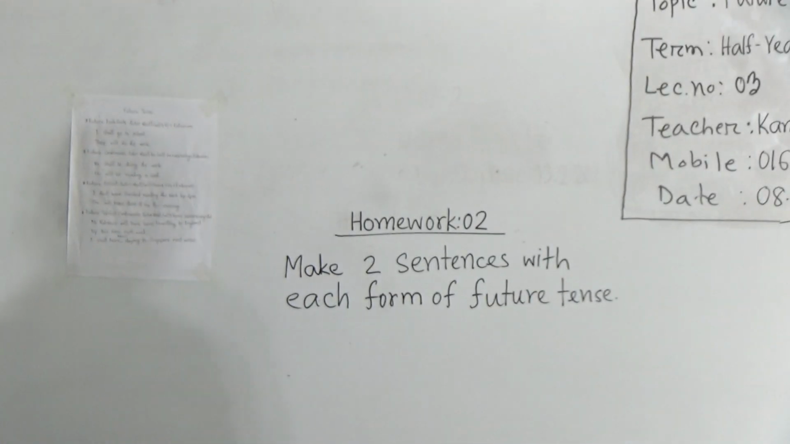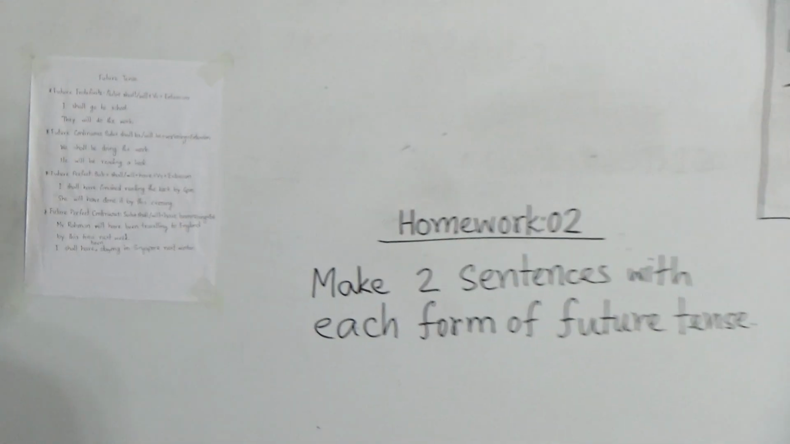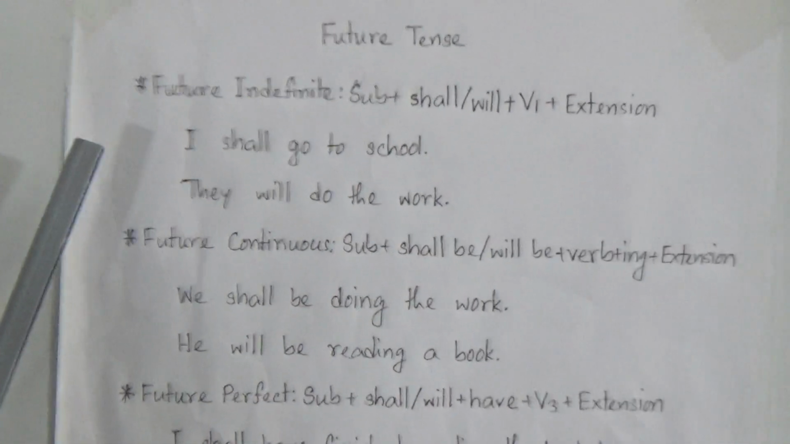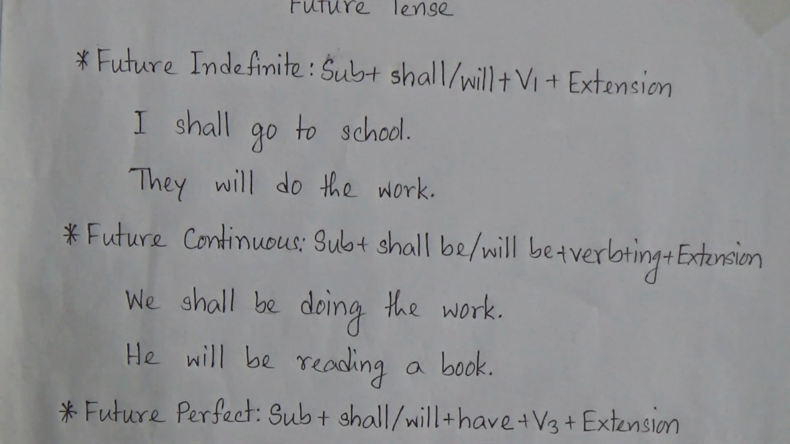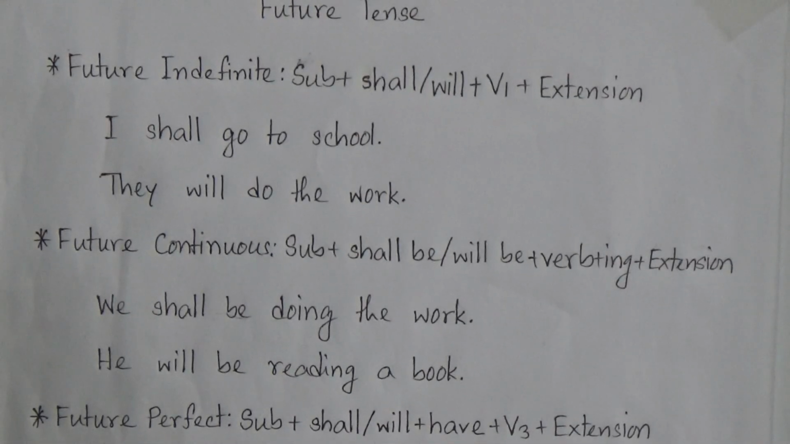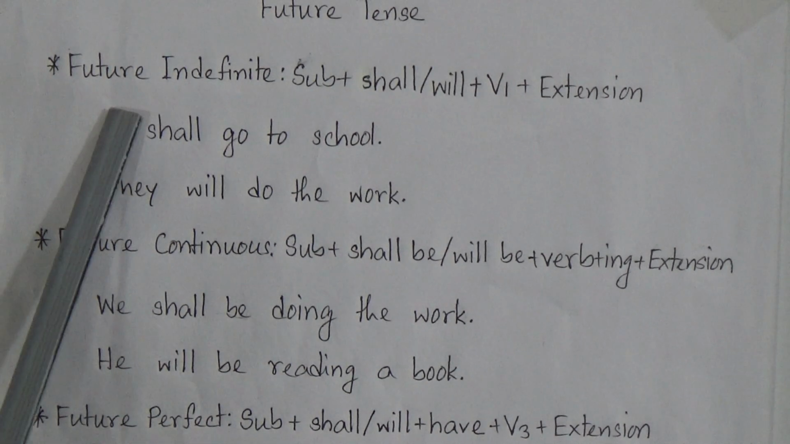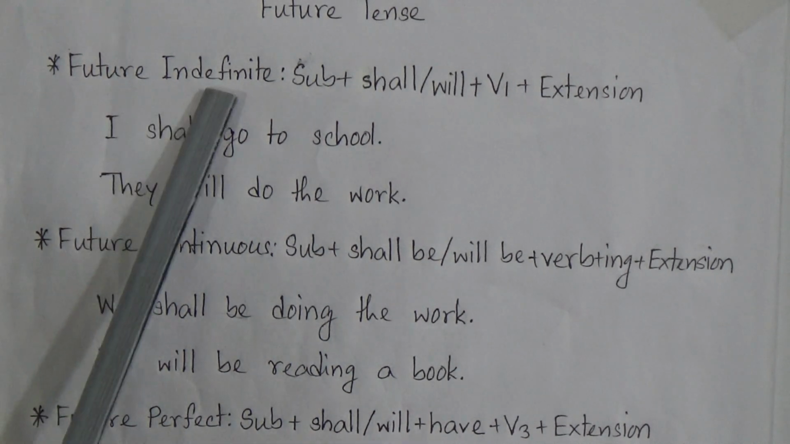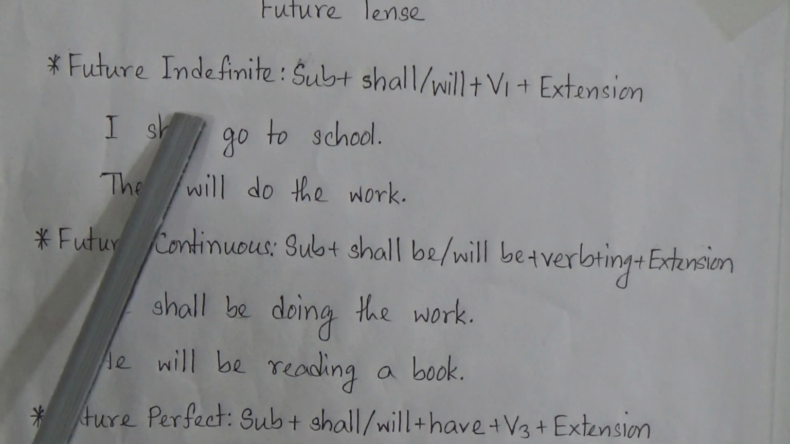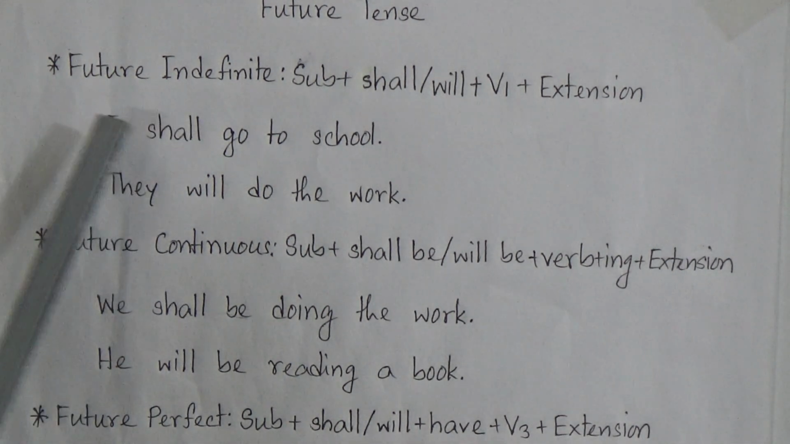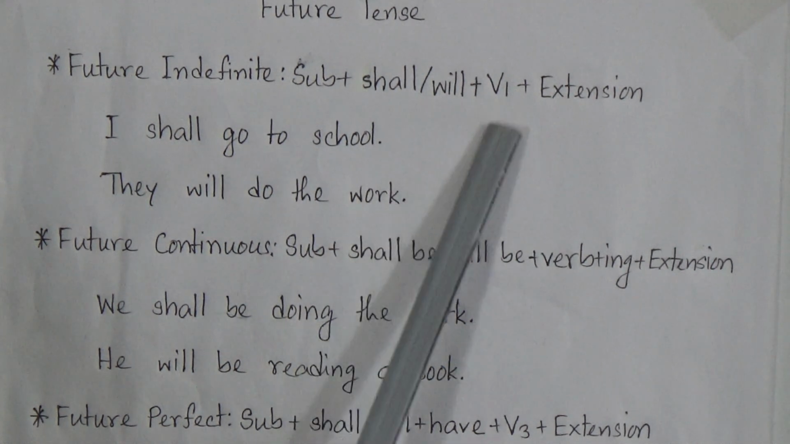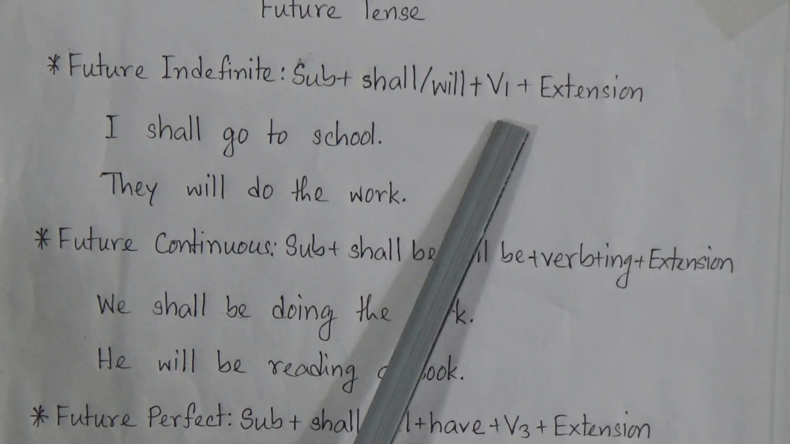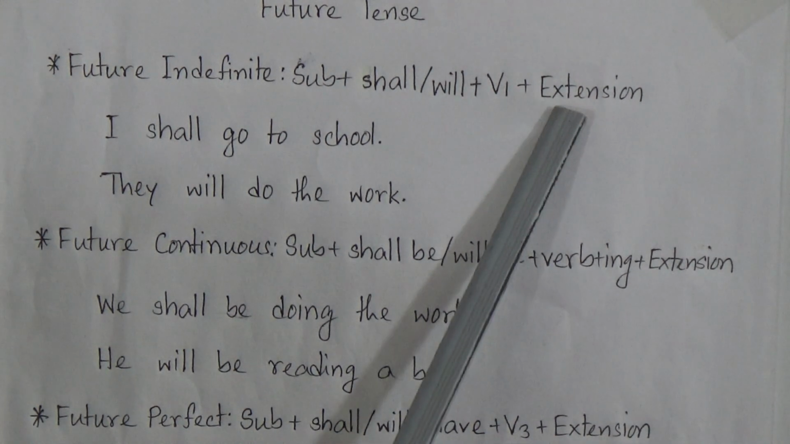Dear students, we all know that there are 4 forms of each tense: future indefinite, future continuous, future perfect, and future perfect continuous. And what is the structure of the future indefinite tense or simple future tense? Subject plus shall or will plus verb 1, that means the base form of the verb, then extension.